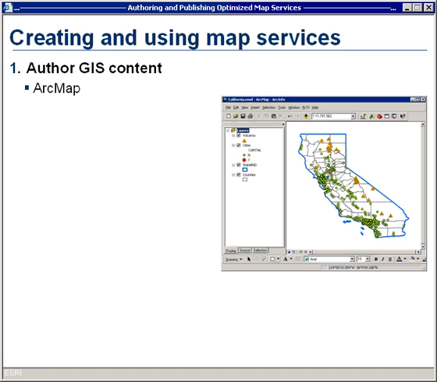Let's take a look at the process of creating and using a map service of either type. The first step is to author the content of the service. What is the data you wish to display, and what do you want it to look like? We can specify the answers to these questions through an ArcMap document.